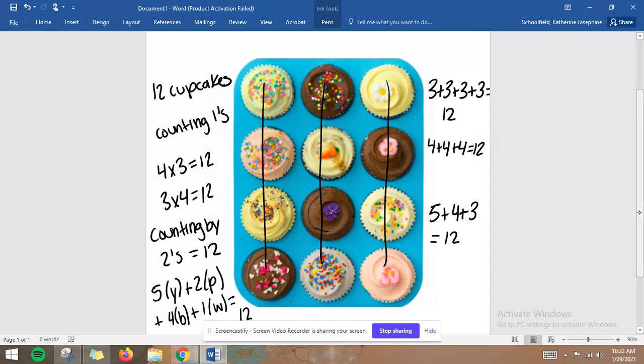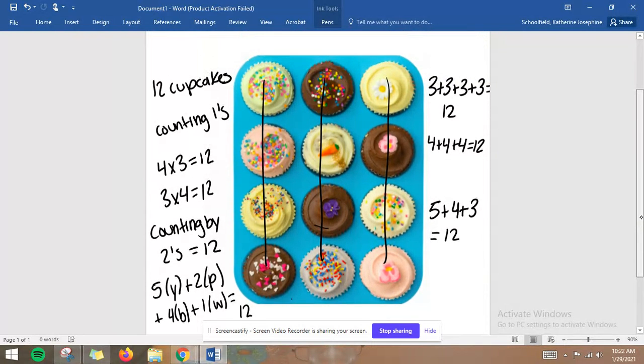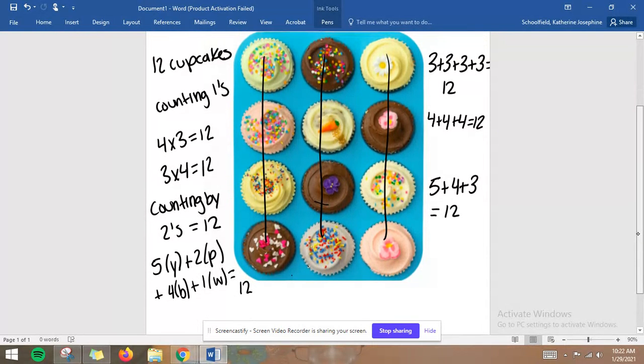So those are a lot of different ways that you can solve this problem and figure out how many there are.